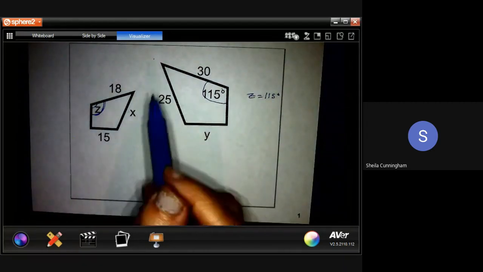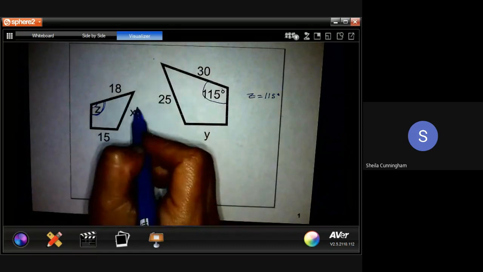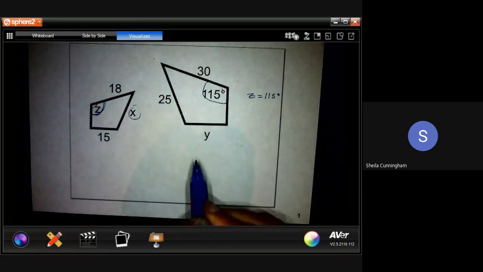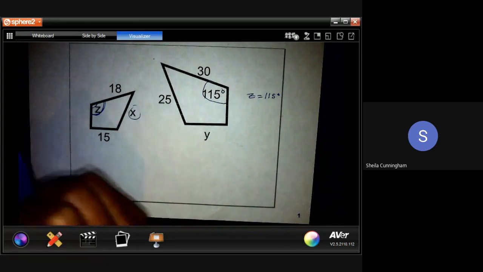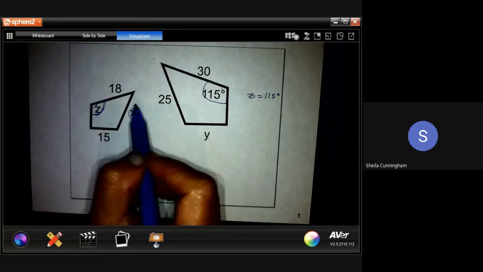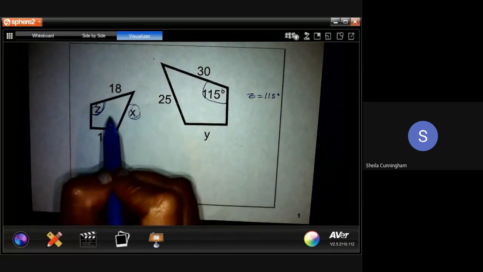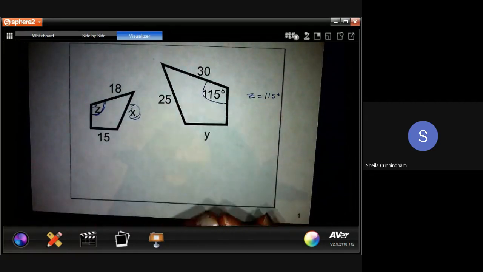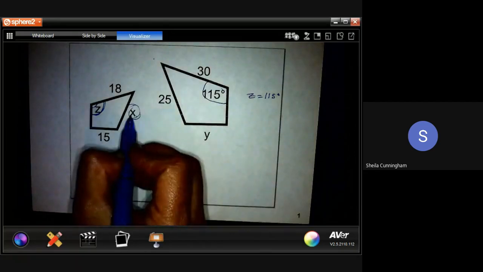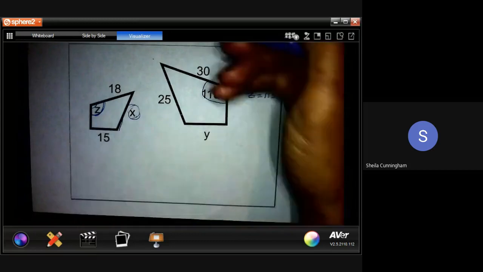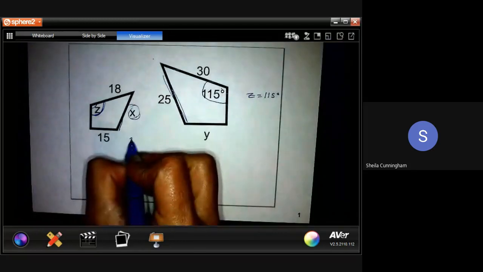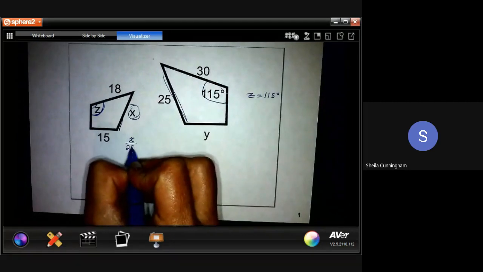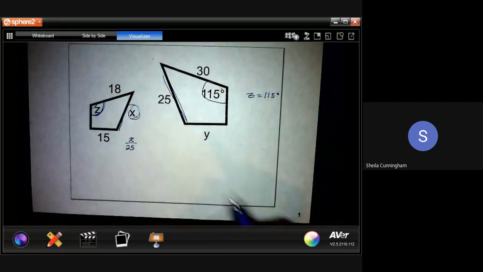Now, the other pieces we have to account for is we have to find X and we also have to find Y. So when I look at this, I start to think, which sides correspond here? What am I working with? Because if I have to find X, I better have a set of corresponding sides that have no variables in them. So in this case, if I'm going X, this corresponds, it looks like, to this piece right here. So in this case, I'm setting up X over 25 because I know they correspond together.